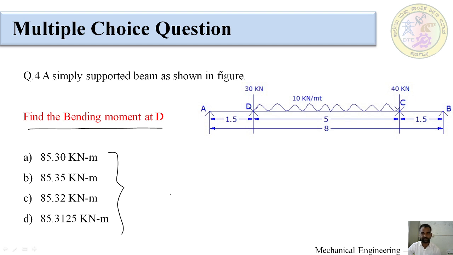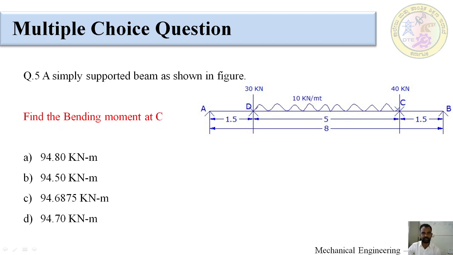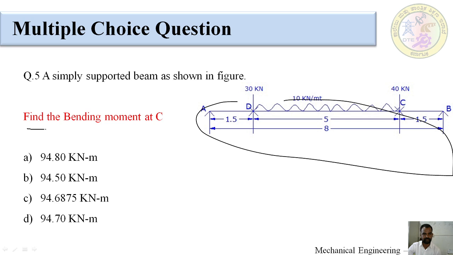Next, this is the last question of this MCQ set. The same problem is given. I want to determine the bending moment at section C, how much is the bending moment at this place. We have 4 values, among which there would be one correct answer. Before choosing the answer, you have to be more careful while solving the problems.